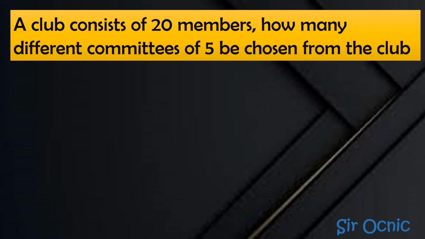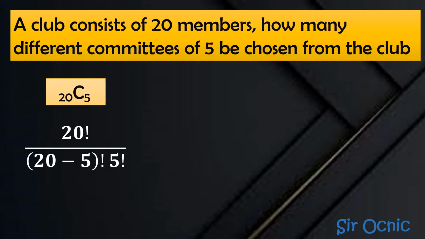A club consists of 20 members. How many different committees of 5 can be chosen from the club? The problem can be represented by a combination of 20 taken 5 at a time, wherein n is equal to 20 and r is equal to 5. Substituting the values of n and r in the formula, we will have 20 factorial all over 20 minus 5 factorial times 5 factorial. Or simply, 20 factorial all over 15 factorial times 5 factorial.